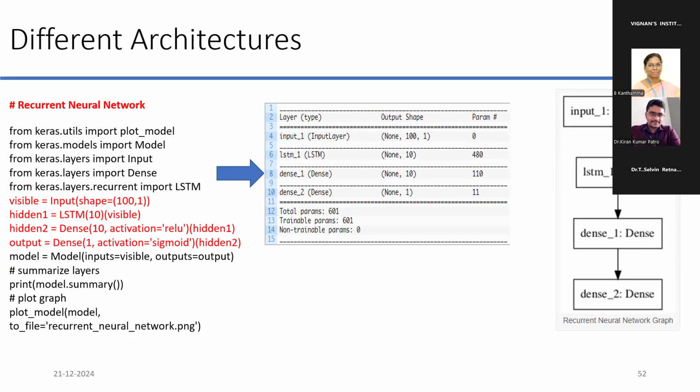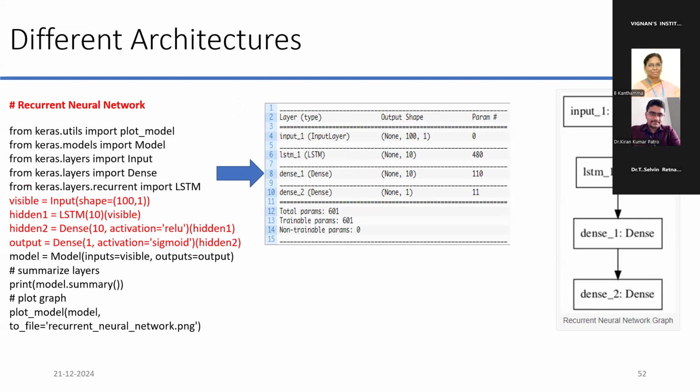Then dense and dense. Whenever you see an LSTM layer in the network, it relates to the recurrent neural network. On the right side, you will observe the image: input layer, LSTM layer. The LSTM layer corresponds to the recurrent neural network. A convolutional neural network should not contain any memory, but an LSTM network has a memory.